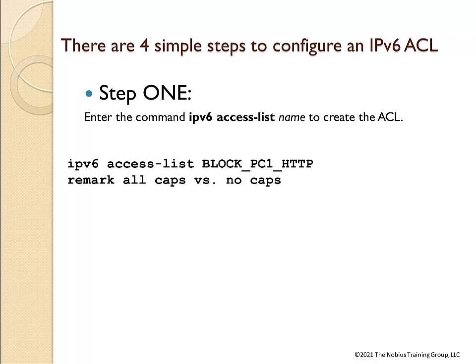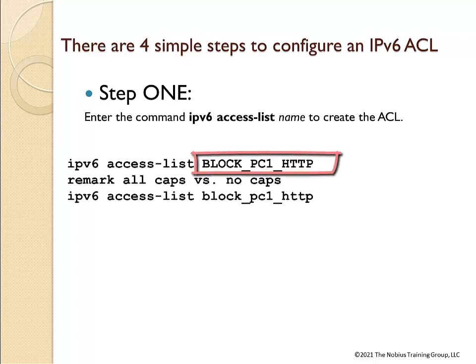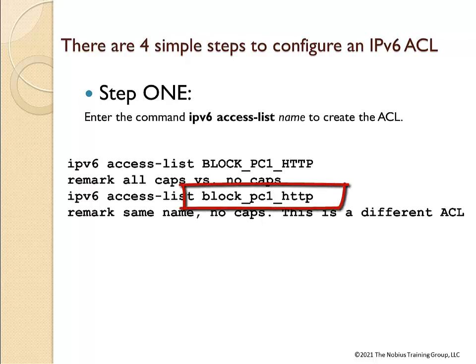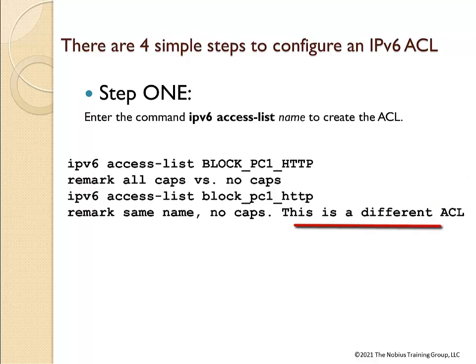ipv6 access-list, and then all caps BLOCK_PC1_HTTP. Now put a remark in there, hey, this is all caps versus no caps. The very next access list I created is ipv6 access-list, and then all lowercase block_pc1_http. The remark: same name, no caps, but this is a different ACL. So if you had two of them named the same, or that look the same, hey, they're different. One is uppercase, one is lowercase, because they are case sensitive.